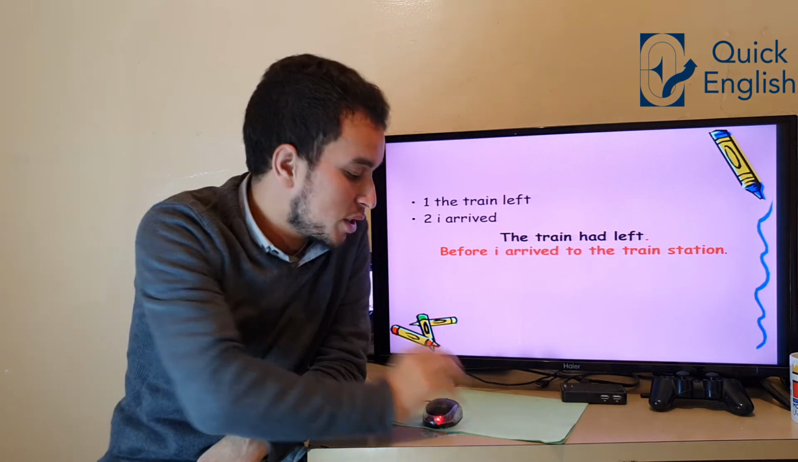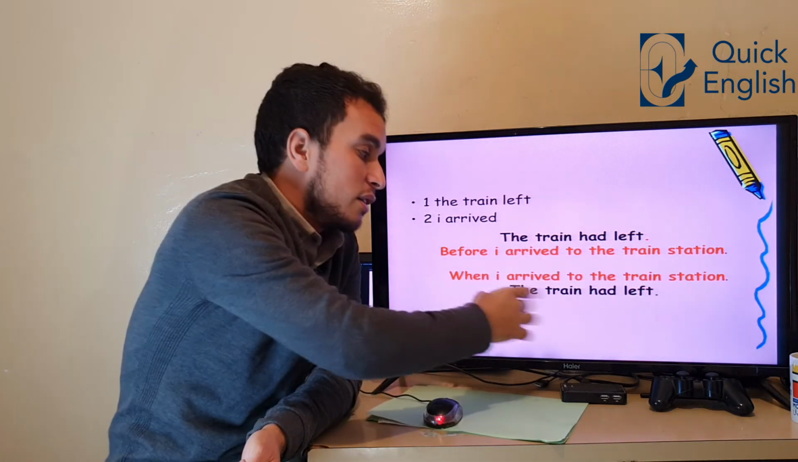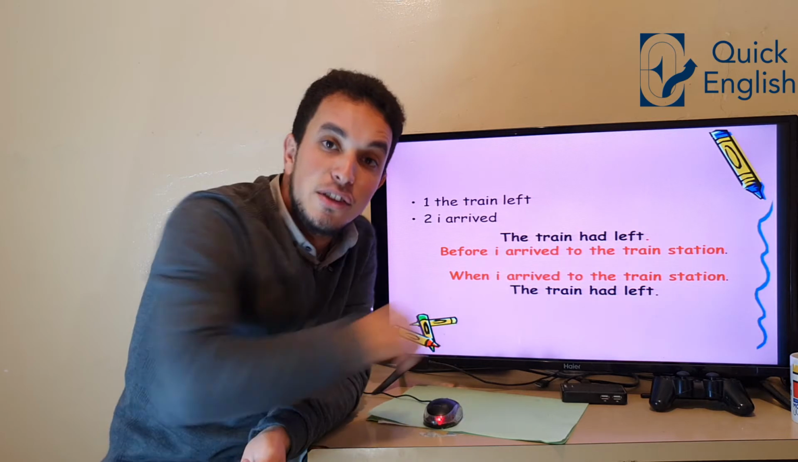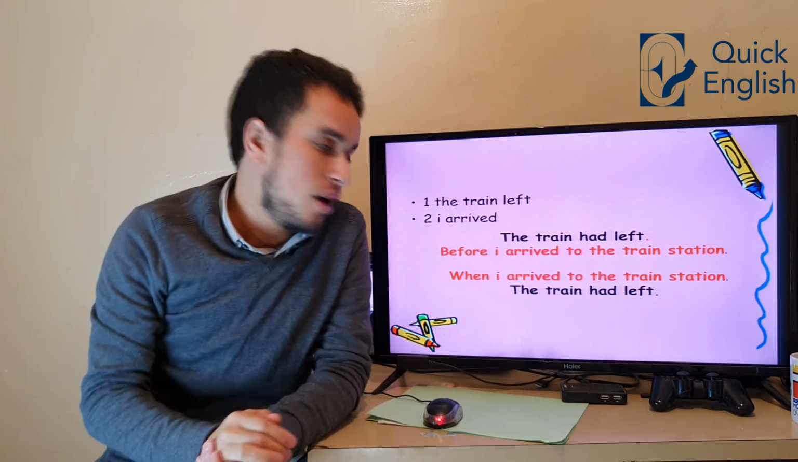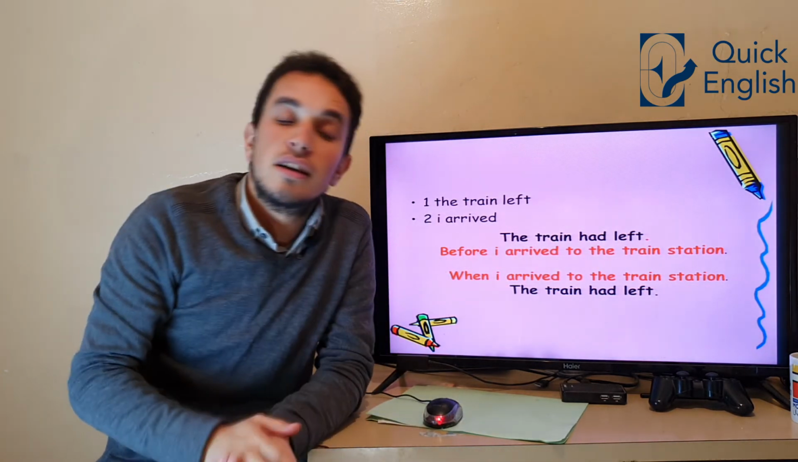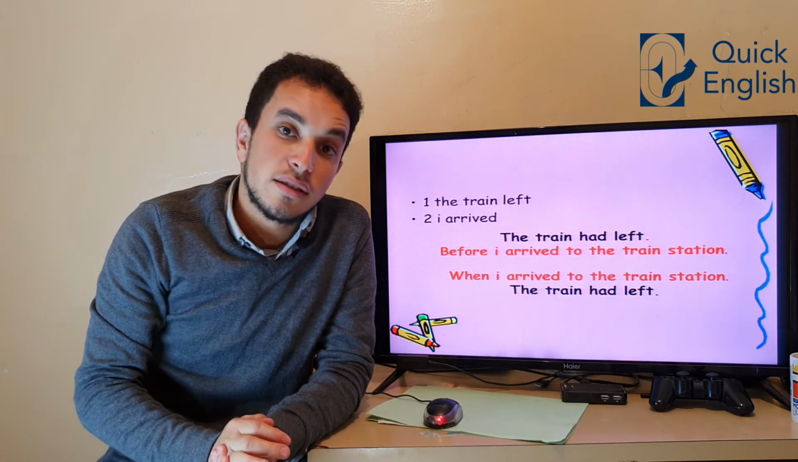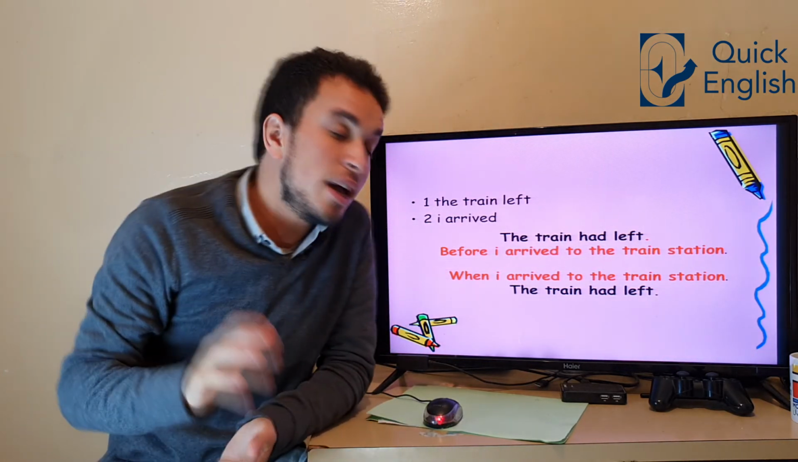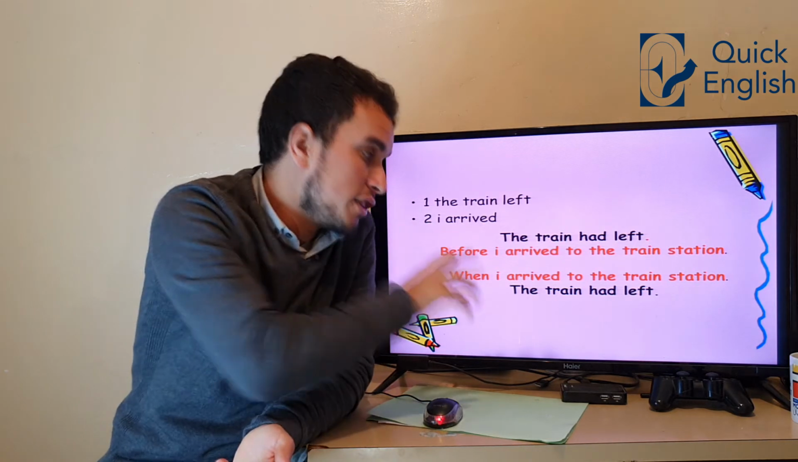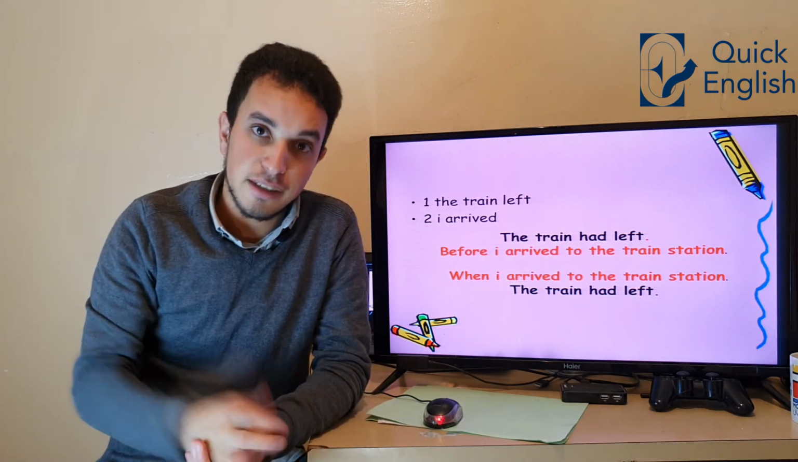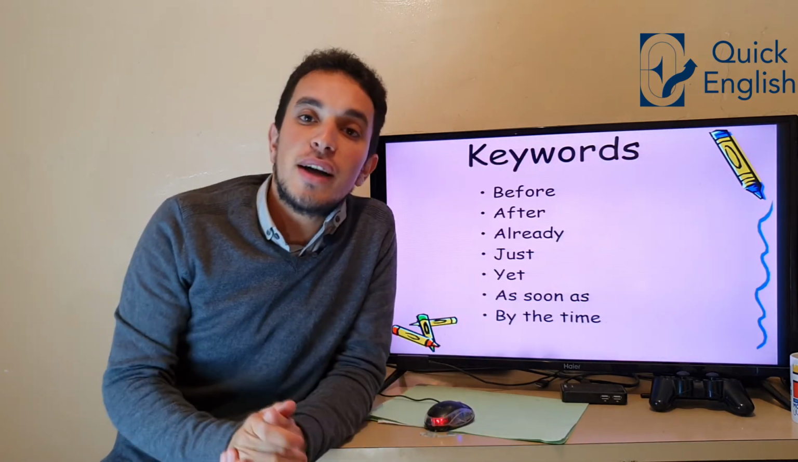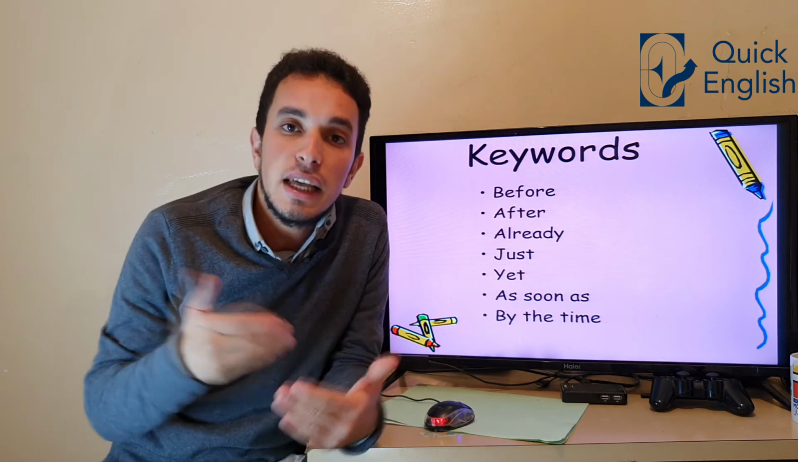Now the second possibility that we can have: here, as you can see, I put the first action in the beginning and the second action at the end of the sentence. So here, as you can see: when I arrived to the train station, the train had left. All right, good.